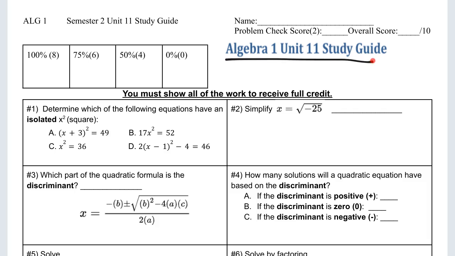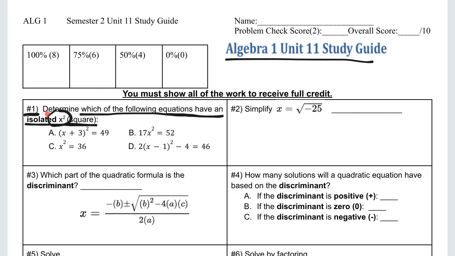The notes for study guide Unit 11. Show all the work to receive full credit. Which of the following equations has an isolated x squared term?